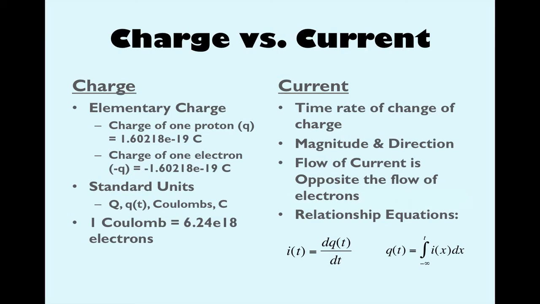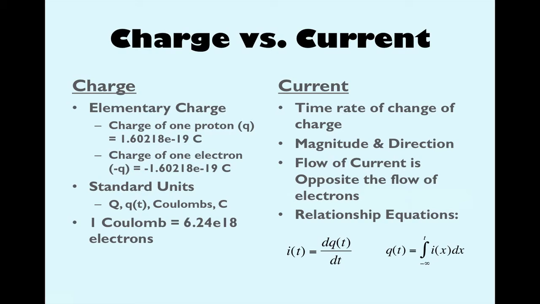Now, if we look at the standard units, which are usually coulombs, which we abbreviate to just a large C, 1 coulomb is 6.24 times 10 to the 18th electrons, which is quite a bit of electrons. Now, if we look at current, we can define current as a time rate of change of charge. And if you look down here at this relationship equation, you can see that it's the change in charge over the change in time. And that's how we define it.